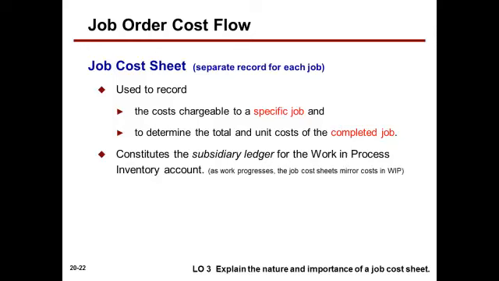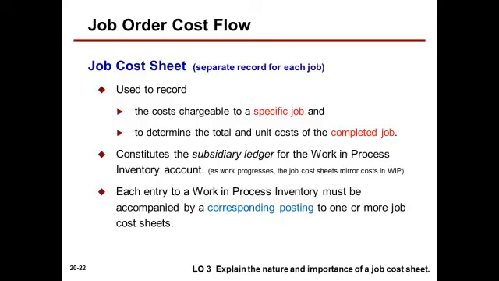Now, a job cost worksheet is a separate record for each job. This is used to record the chargeable cost to a specific job to allow us to determine the total and unit cost of the completed job. The job cost sheet constitutes a subsidiary ledger for the inventory account. As work progresses, the job cost sheets mirror cost in work in process. Each entry to work in process inventory must be accompanied by a corresponding posting to one or more subsidiary job cost sheets.